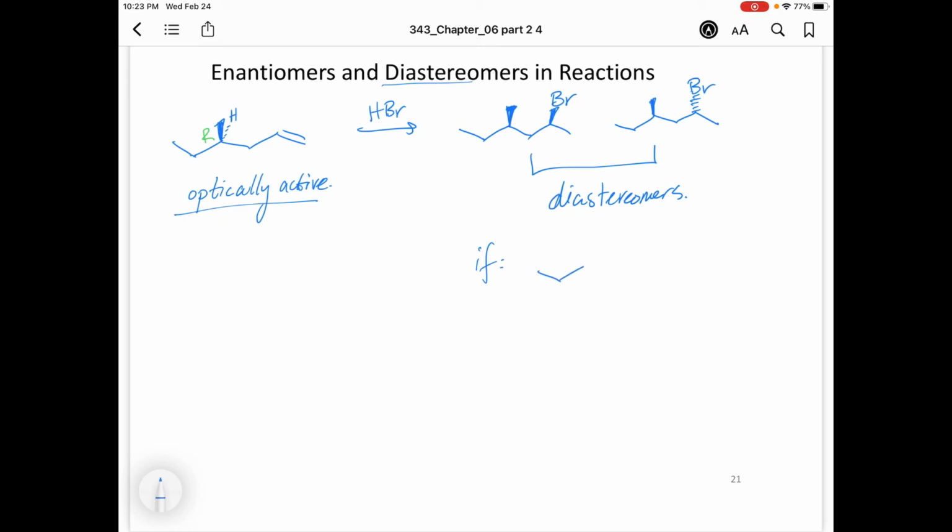If you had drawn and wrote racemic, that would actually mean that you also have the following structure. Remember that racemic is talking about enantiomers. And we know that with enantiomers, all of the centers change.